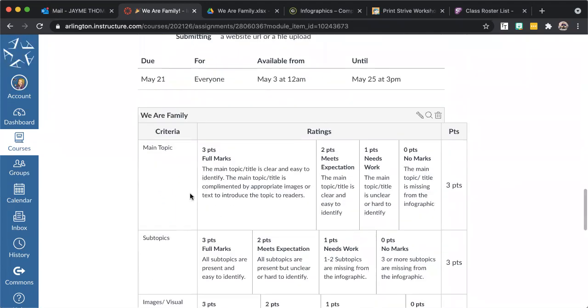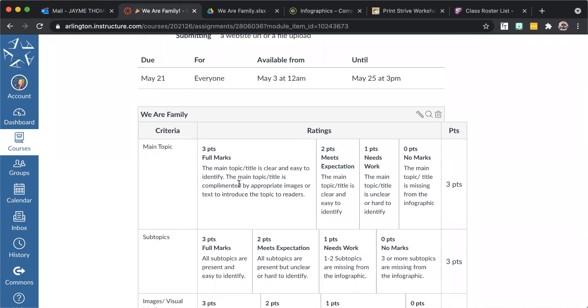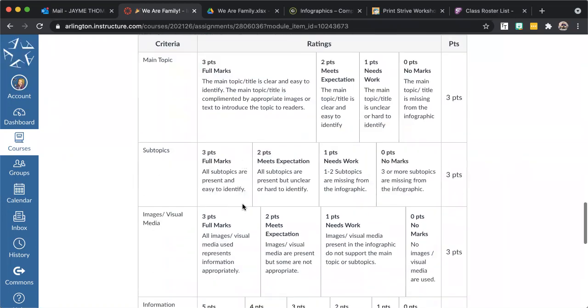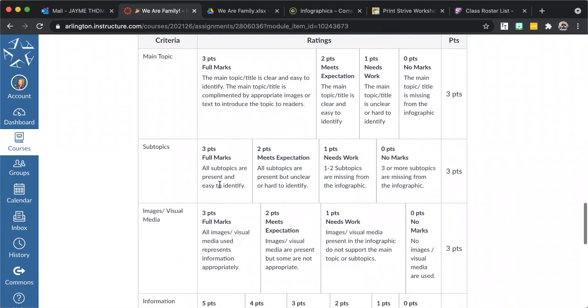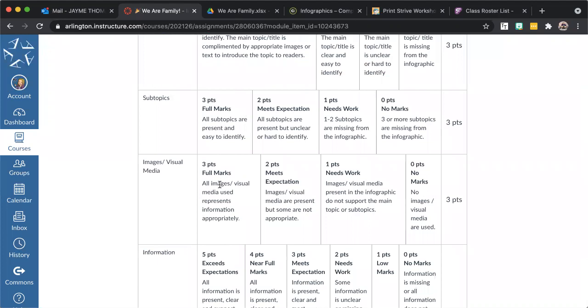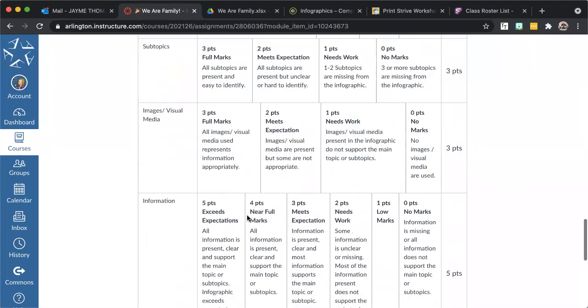So you can get 3 points for having your main topic identified, clear, easy to identify. It's complemented by appropriate images or text to introduce the topic to readers. Subtopics, up to 3 points for having the subtopics easily identifiable and present. 3 points for all your visuals and images. So you have images and they represent the information appropriately. You didn't just throw random pictures in there and not tell me what they were for.